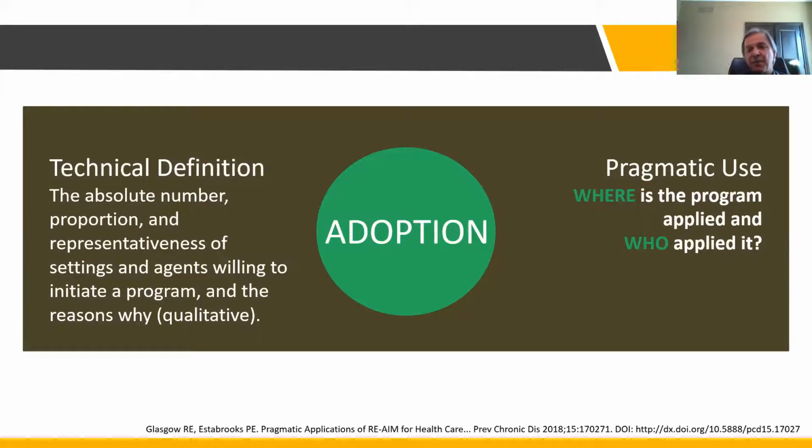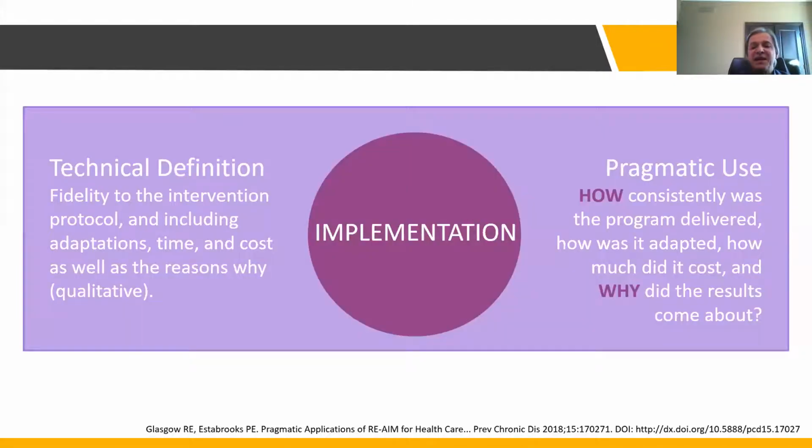Adoption, again, a pragmatic is where is the program applied and who applied it. So we had to obtain that information, most of it through direct communication with the researcher, because the manuscripts themselves were not explaining. Contacting those researchers back did not get much more information because they have done this earlier and some of them have lost their records or the details and they couldn't explain the implementation.